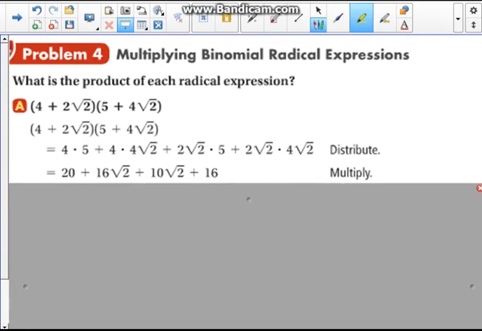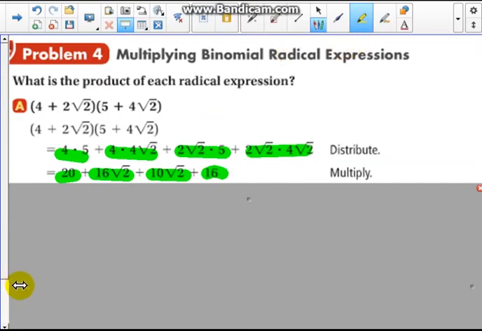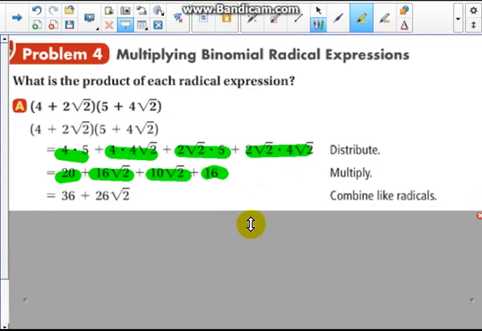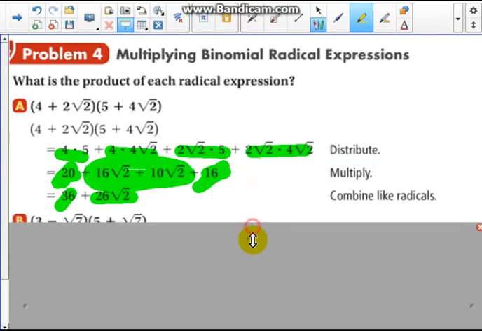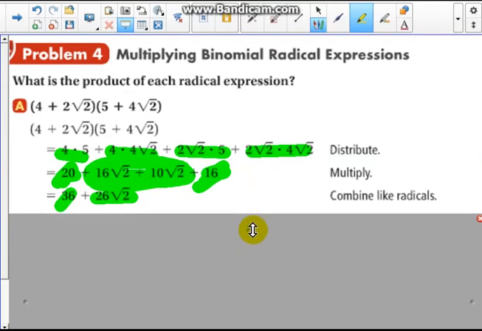So 4 times 5 is 20. This becomes 16 radical 2. This becomes 10 radical 2. And this becomes 16. Okay, now combine all your like terms. 16 plus 20 is 36. And then combine these radical 2's. 16 plus 10 is 26 radical 2. So there's your answer, 36 plus 26 radical 2.